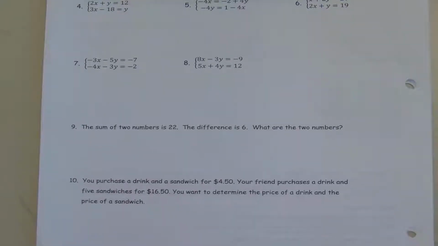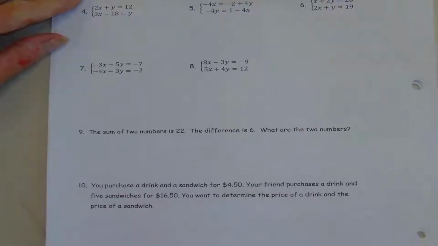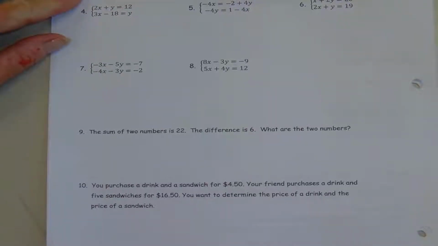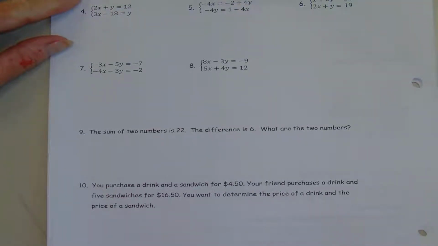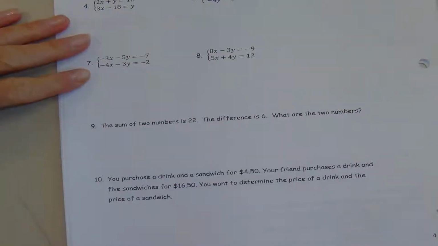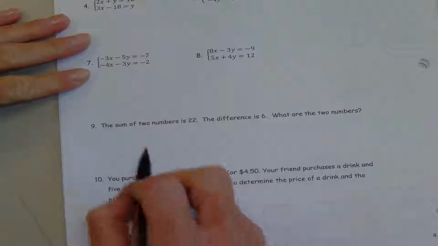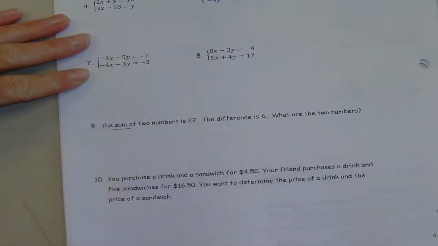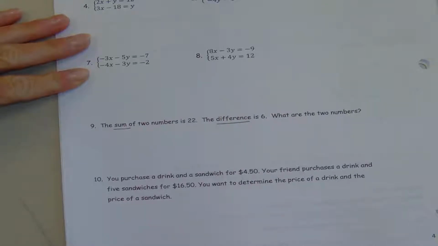The second part of what we are doing today is we are going to solve systems with elimination using story problems. If you take a look at number 9, we are first going to start by writing two equations to get a system, and then we are going to use elimination to solve that system. If you take a look at this first example, the sum of two numbers is 22. The difference is 6. What are the two numbers?